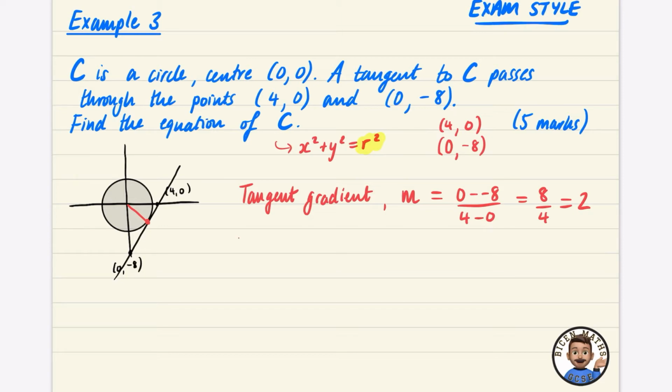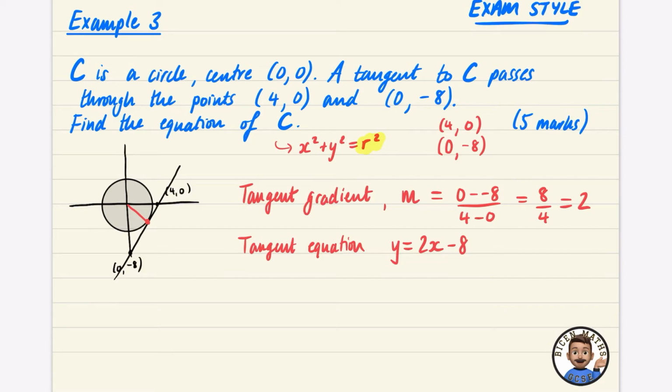And actually, it might be helpful to just find out the equation of the tangent. You might not think to do this now, but it looks like it's going to be pretty easy to find out. It's going to be y equals mx plus c. We just need to find out what the y-intercept is, and the y-intercept is -8. So we get y equals 2x minus 8.